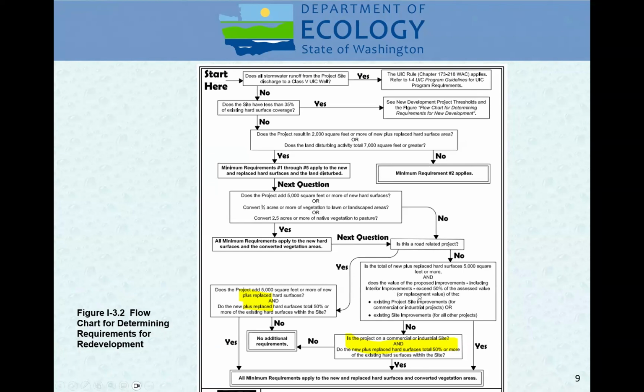All right, so now you've got questions in here about whether the value of the improvements exceeds 50% of the assessed value. What we're doing with these two bullets is saying project site improvements for commercial or industrial projects, and existing site improvements for all other projects. We are being very specific in our language here. Project site is the area that's disturbed by the work. Site is the area owned by the people who own the site.